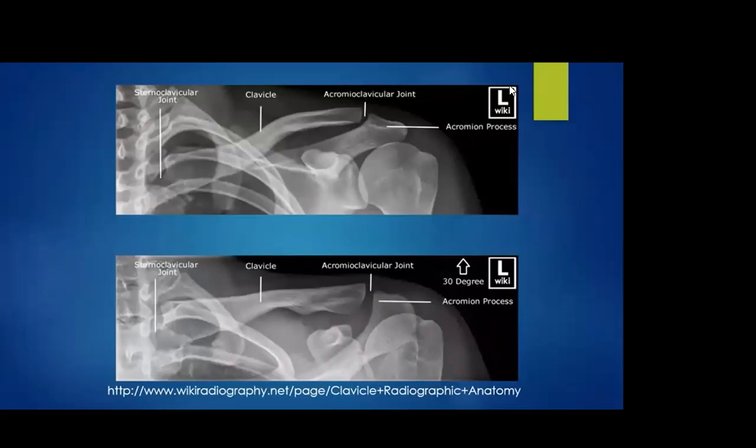Remember, when you angle, essentially you're going to cause some kind of foreshortening to the part. But this is to help get some of the clavicle up out of the lungs when we do the axial. So the bottom picture is our 30-degree cephalic angle on that one. And that is it for clavicle.